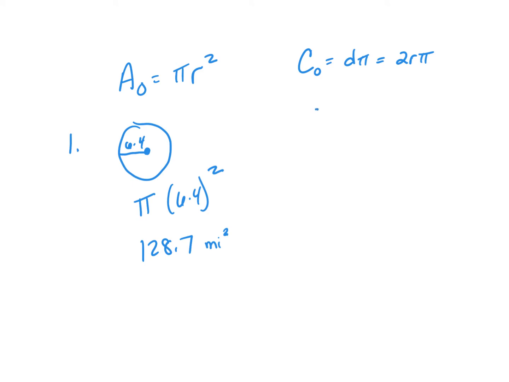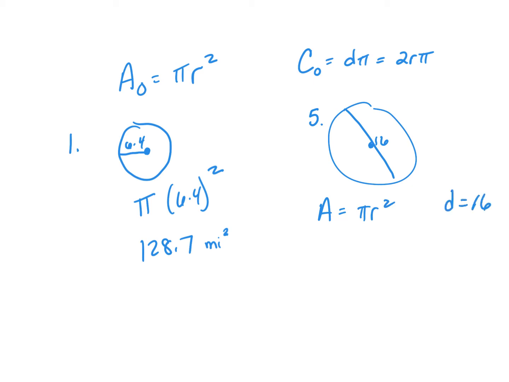So now if you look at number 5, it shows a circle with a diameter, not the radius, and the diameter is 16, correct? Yep. So the area of a circle doesn't change. The formula is still area equals pi r squared. But we have the diameter is 16. There is no d in that formula. If the diameter is 16, what is the radius? What's half of 16? It's 8.